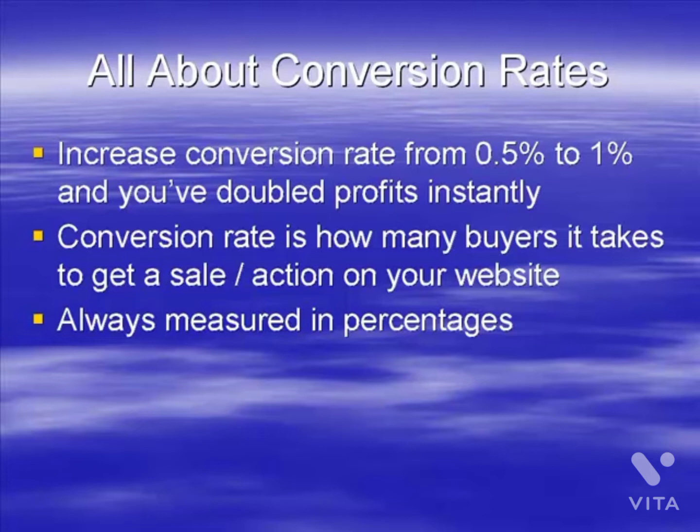0.5% means 1 in every 200 visitors buys from you, basically. 1% means 1 in 100 buy from you. So if you're getting 100 visitors a week, you can expect 1 buyer a week if your conversion rate is 1%. If you're getting 100 visitors a day, you can expect 1 a day. So you can see how this all works.